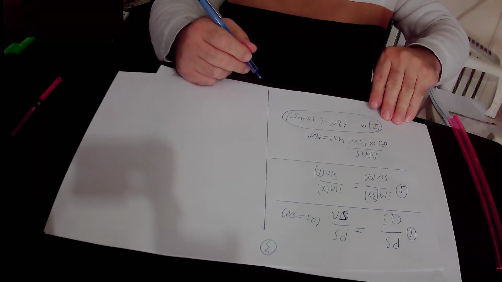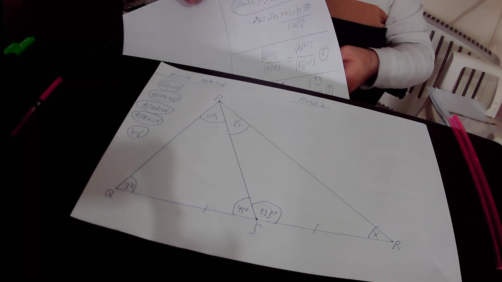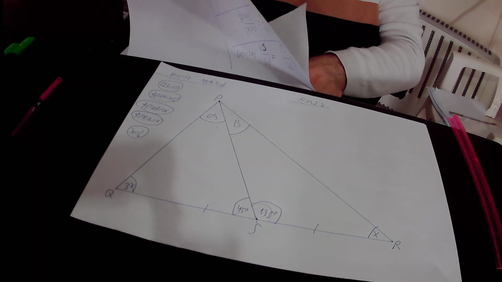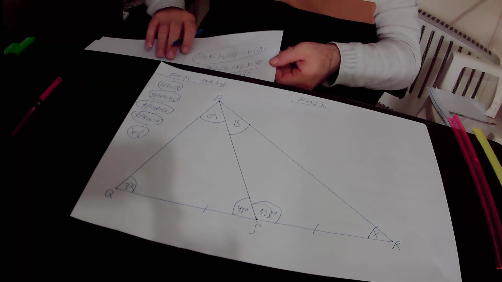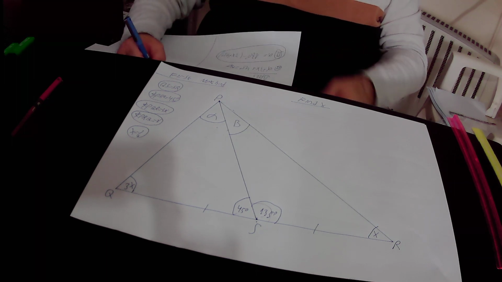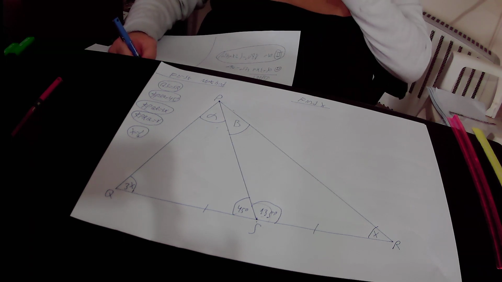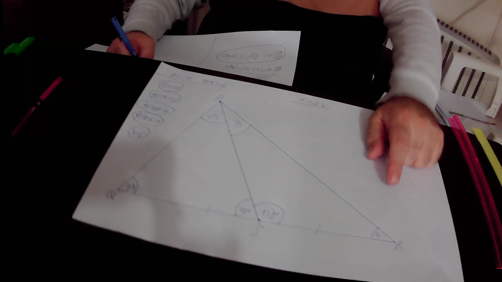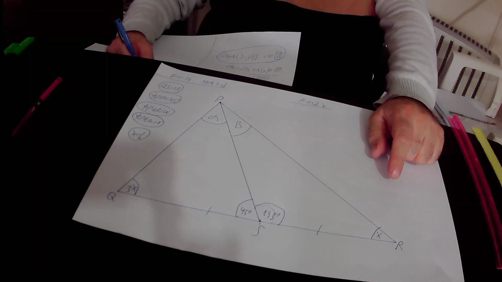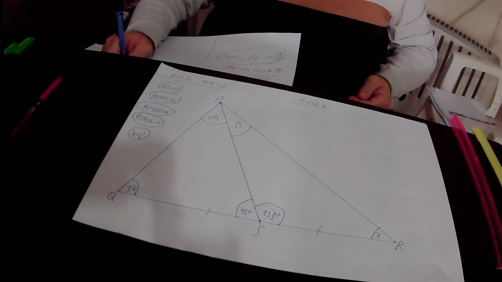Likewise, we know that in triangle PSR, the sum of the angles must be equal to 180 degrees. That is to say, angle beta plus angle x plus 135 degrees must be equal to 180 degrees.